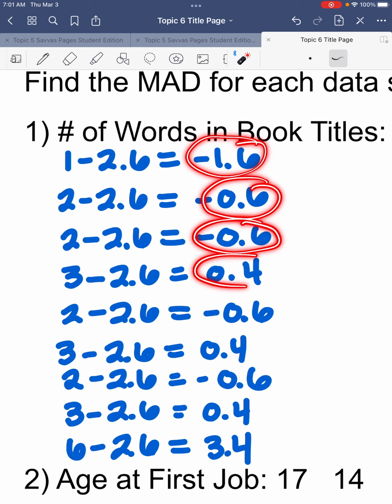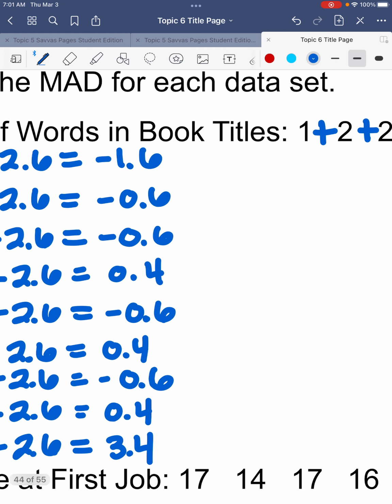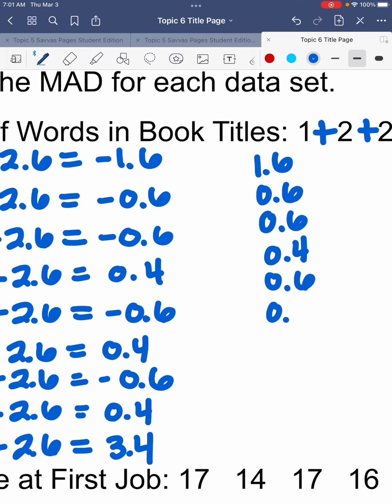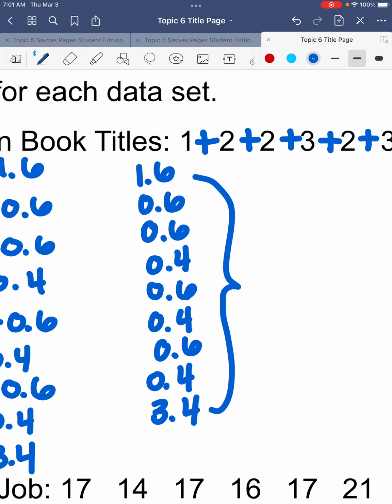Now I'm going to take the absolute value of all of these new terms. That means I'm going to make every single one of them positive, even if they are not initially positive. So I'm going to use 1.6, 0.6, 0.6, 0.4, 0.6, 0.4, 0.6, 0.4, and 3.4. And I'm going to add all of those terms up together. Remember, I took the absolute value of all of them, so they're all positive.